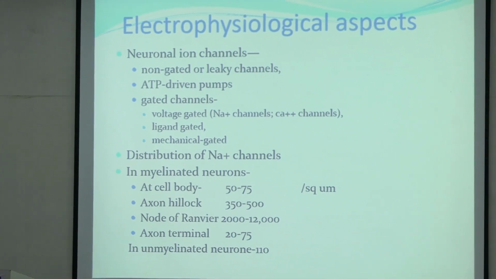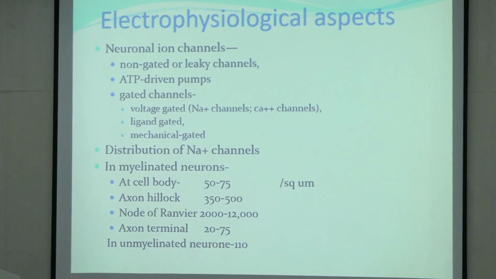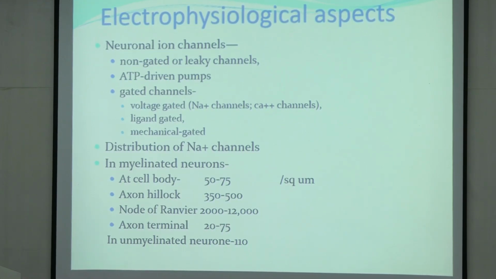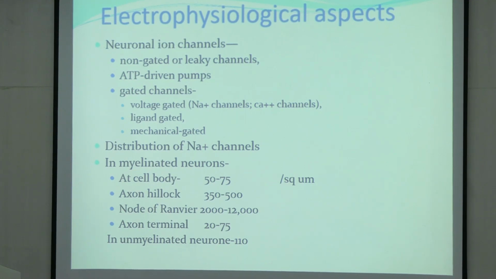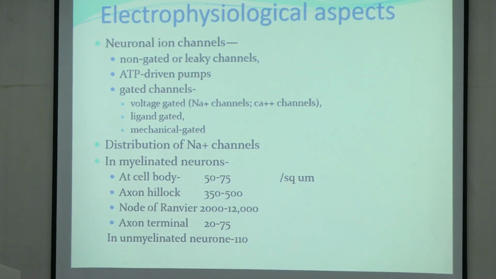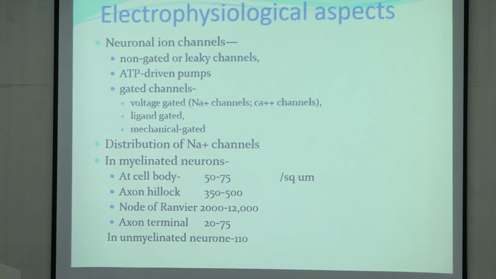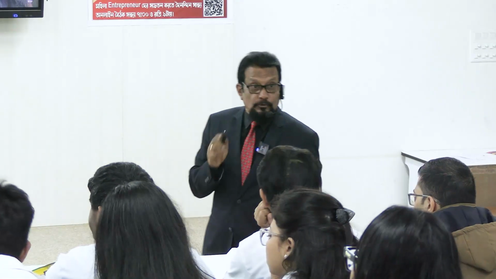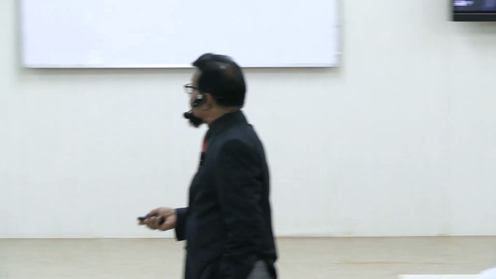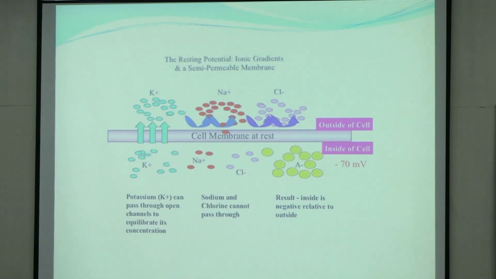In the axon terminal, it is 20 to 75 per square micrometer. In an unmyelinated nerve neuron, there are only 110 channels per square micrometer. So this distribution of channels is one of the reasons why conduction of nerve impulse in a non-myelinated nerve fiber is relatively less than in a myelinated nerve fiber. Okay, so these are the concepts you must have before understanding generation of action potential, depolarization, repolarization.